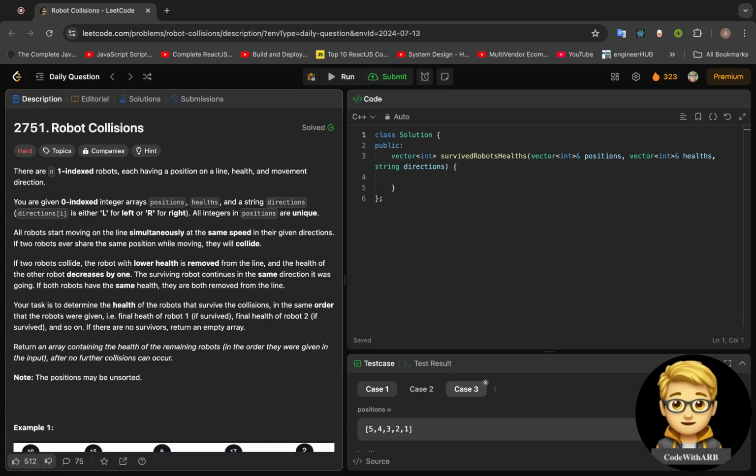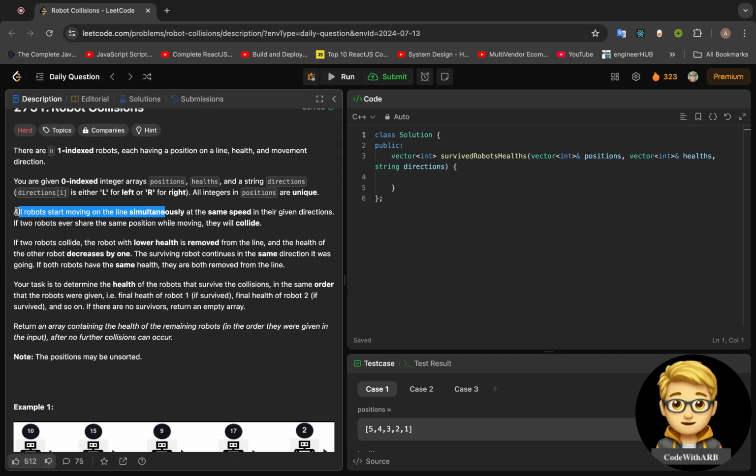There are n robots, each having a position on a line, health, and movement direction. You are given a 0-indexed integer array positions, health, and a string directions. Direction can be either left or right. All integers in positions are unique. All robots start moving simultaneously at the same speed in their given direction.